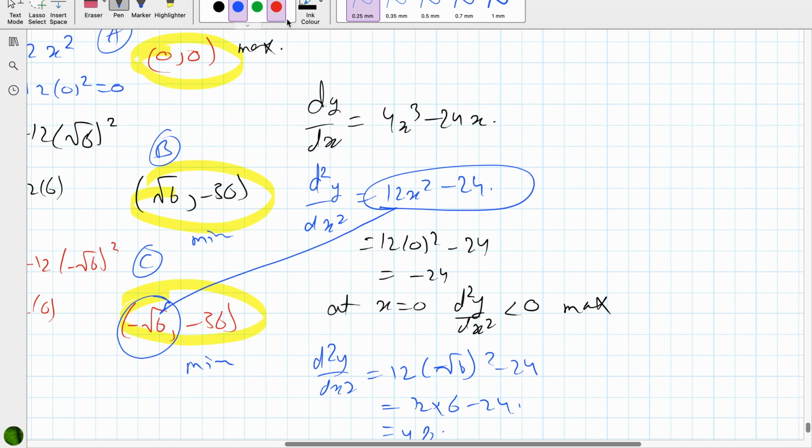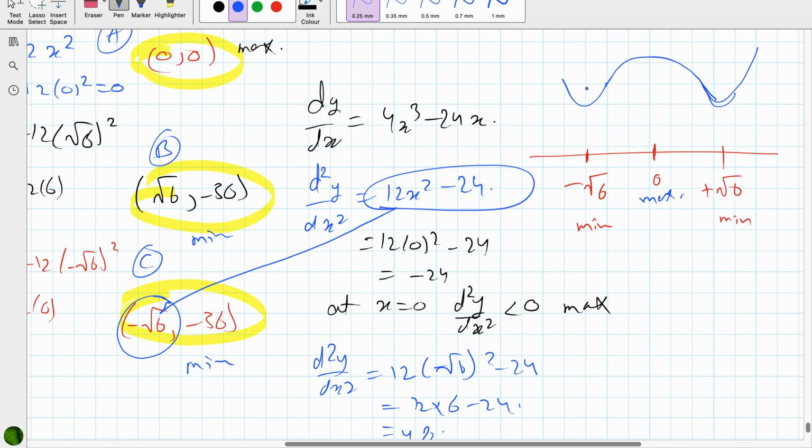If I need to sketch this, how will we do it? Consider this a number line. 0 should lie here, positive square root 6, negative square root 6. And we know this is minimum, this is minimum, and this is maximum. So this should look like this. Now I have the rough sketch.